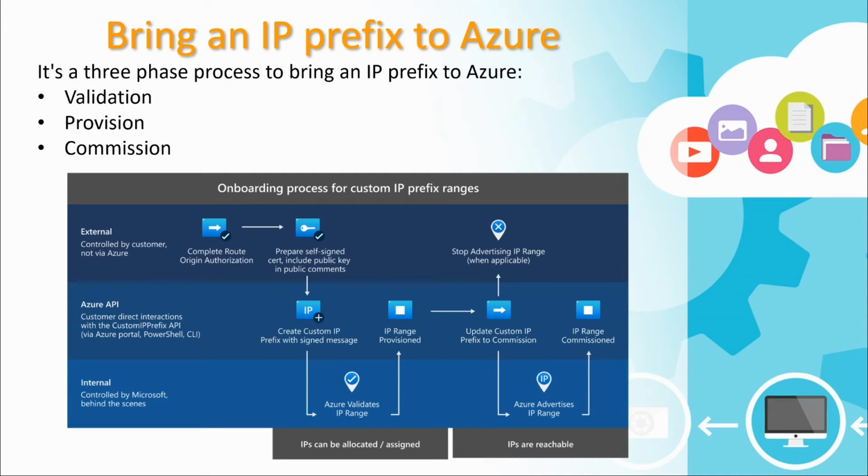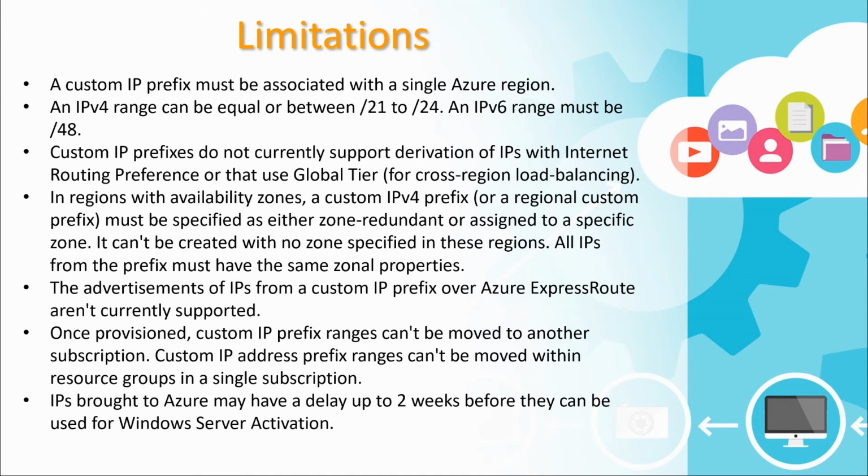So again, you're going to add the resource into Azure. You just go to all services in Azure, search for custom prefix, custom IP prefix. You fill that out after you've filled the ROA out, and then it processes through. Now, the limitations of this.